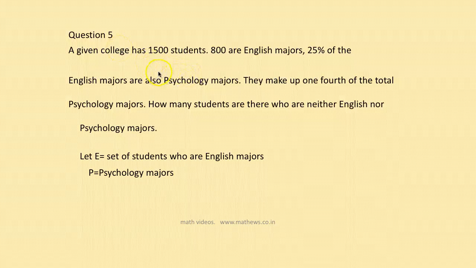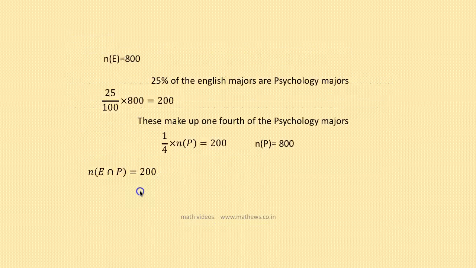This is also a question on set theory. A given college has 1,500 students, 800 are English majors, 25% of the English majors are also psychology majors. They make up 1/4 of the total psychology majors. How many students are there who are neither English nor psychology majors? Let E be the set of students who are English majors, and P be the set of students who are psychology majors.